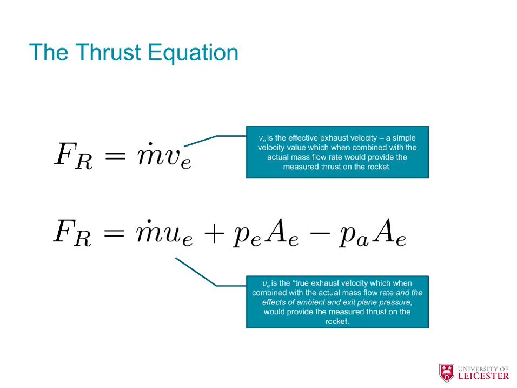The true exhaust velocity is different, and that's because we have to include the effects of not just the reaction of the rocket to the mass being expelled, but we also have to include the effects of ambient pressure, the finite area of the nozzle, and the pressure of the exhaust gas as it crosses the exit plane of the nozzle. So PE is the pressure of the gas at the exit plane, AE is the area of the exit plane, and PA is the ambient pressure surrounding the vehicle.